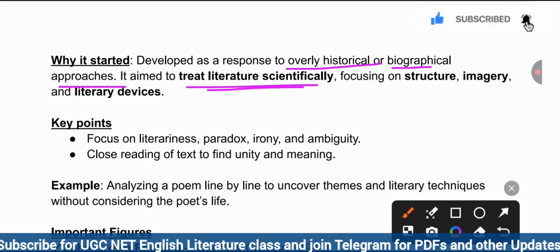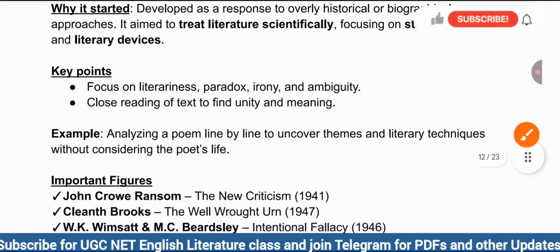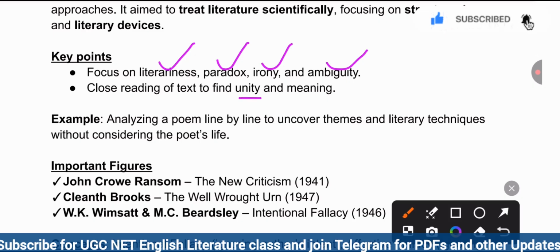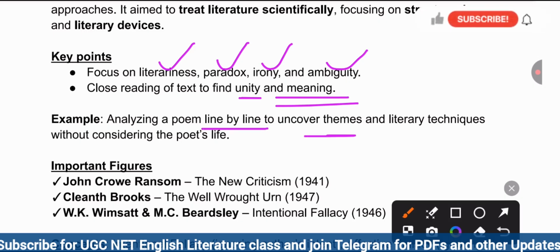It aimed to treat literature scientifically, focusing on structure, imagery, and literary devices. Okay, I just told you. Key points: it focuses on literariness, paradox, irony, and ambiguity. Important, everybody: close reading of text to find the unity and meaning. For example, you analyze a poem line by line to uncover themes and literary techniques without considering the poet's life.